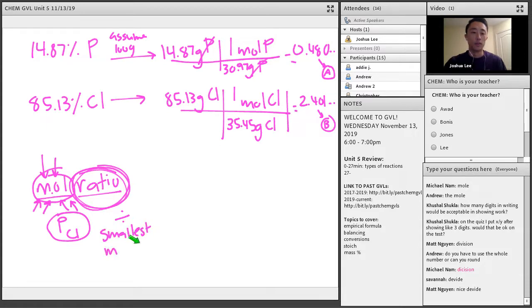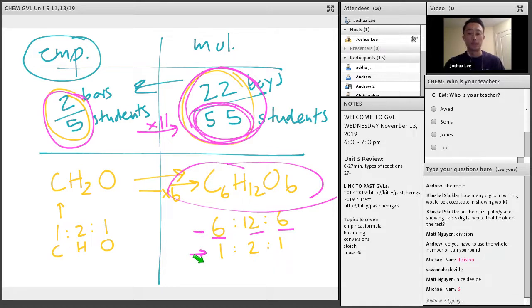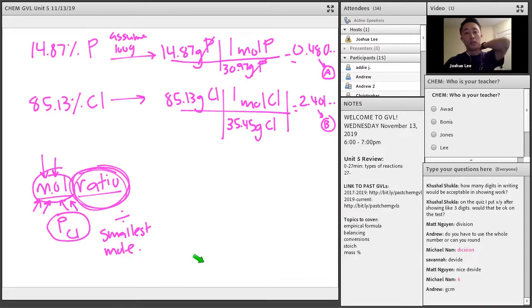Smallest mole. That's why if I go back real quick, if I look at this C6H12O6, how did I go from 6 to 12 to 6 to 1 to 2 to 1? What did I divide each one by? 6, which was my smallest number in that case. Yeah, the greatest common multiple. Good. So then in this case, it's kind of convoluted. You can't really figure out what the greatest common multiple is. So we just tell you, hey, divide by the smallest number.